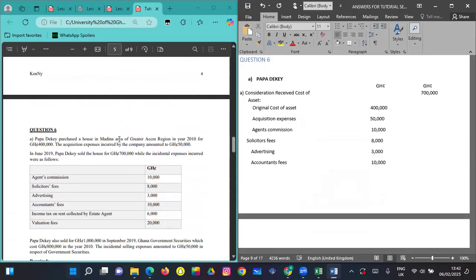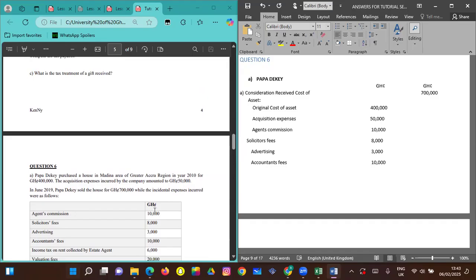Papa Dike purchased a house in Medina area, Greater Accra region in the year 2010 for 400,000. The acquisition expenses incurred amounted to 50,000. In June 2019, Papa Dike sold the house for 700, while the expenses incurred were the following: agent, solicitor's fee, advertising, accountancy, income tax, valuation fees, right?